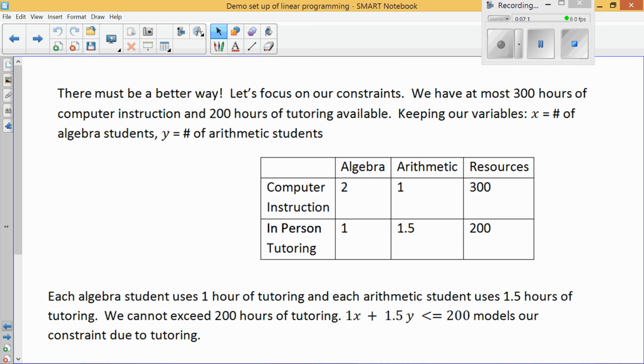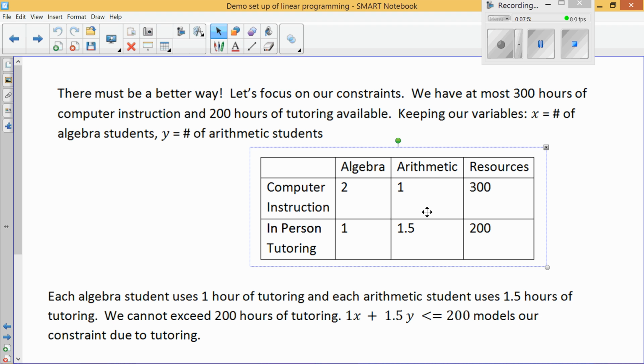Focusing on the constraints, again, we have at most 300 hours of computer instruction and 200 hours of tutoring available. Using our variables, x is the number of algebra students and y is the number of arithmetic students. I'm going to organize the information we've got in a table here. For computer instruction, each algebra student uses 2 hours and each arithmetic student uses 1 hour, and we've got a total of 300 hours available. For the tutoring, each algebra student is allotted 1 hour, each arithmetic student 1.5 hours, and we've got a total of 200 hours of that particular resource.